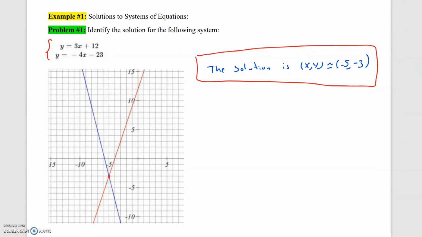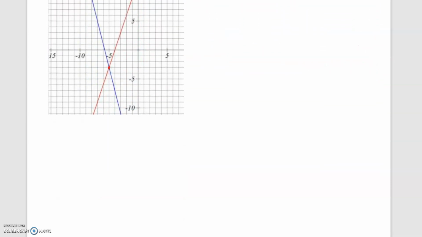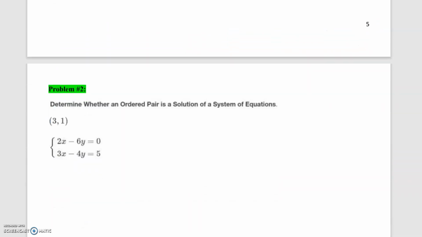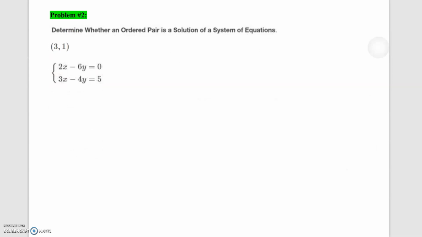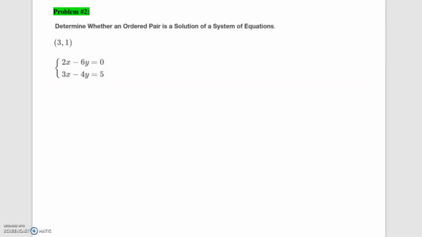Remember that the main idea in systems of equations is to identify if a coordinate point happens to be the intersection of both. So that's actually it for example 1, problem 1. They just want us to identify the coordinate point, which is the solution. Let's take a look at problem 2. Now in problem 2, they're asking if this coordinate point is a solution to the system.